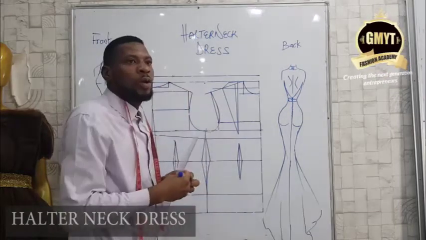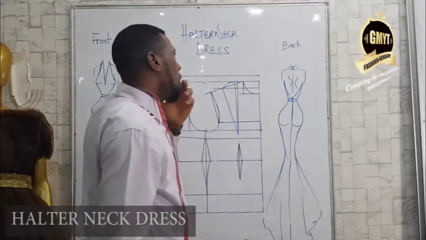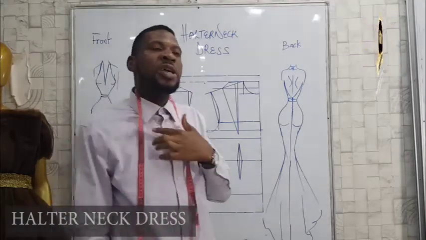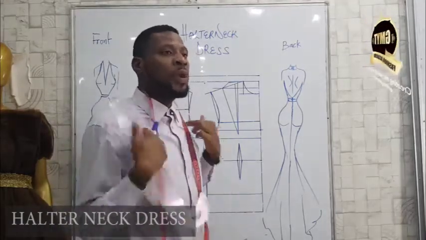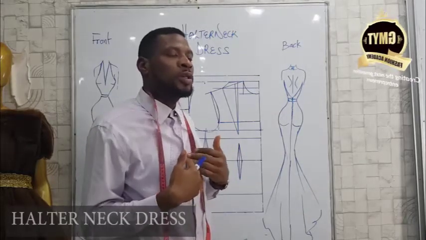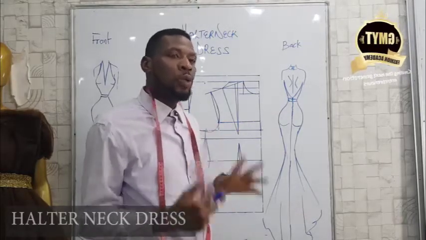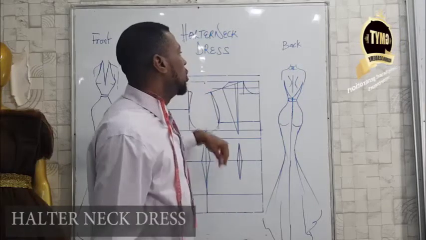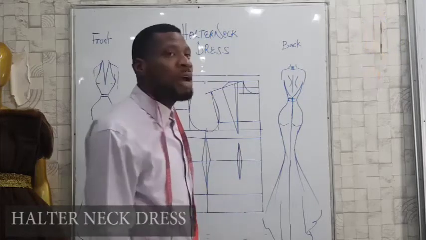Now, most halter neck dresses usually come with a V neckline, and that's the easier way for you to accentuate the neckline beauty once you are doing a halter neck. So now let's kickstart with what we have on the board.